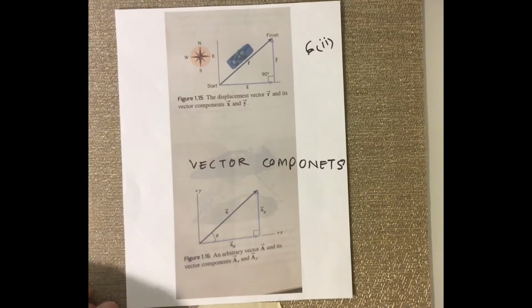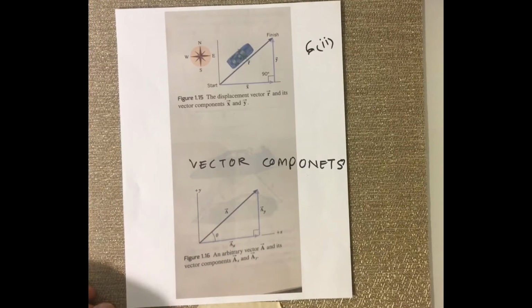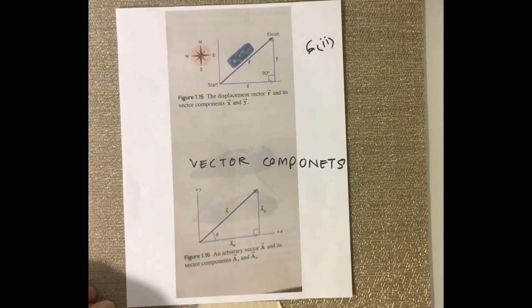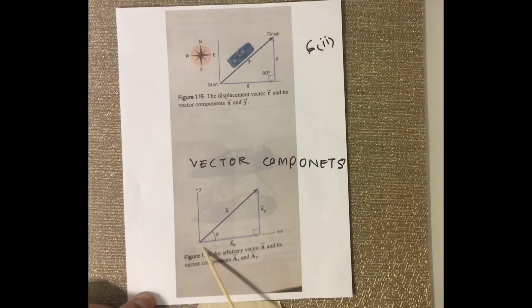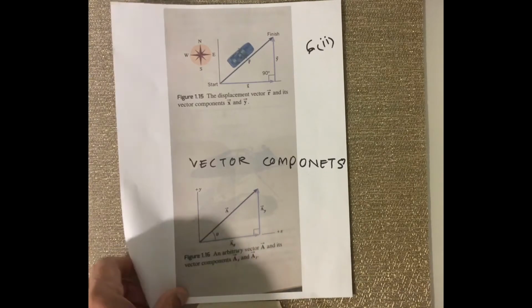Here r is the resultant vector and you have x and y, x-axis and y-axis. You can see that there are two different vectors. This is horizontally on x, this is vertical on y, and this is your resultant vector. Okay.